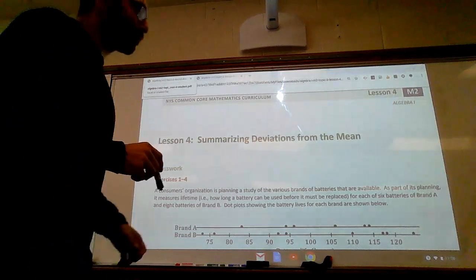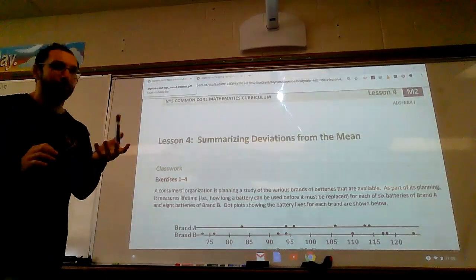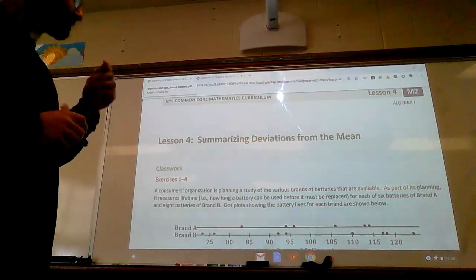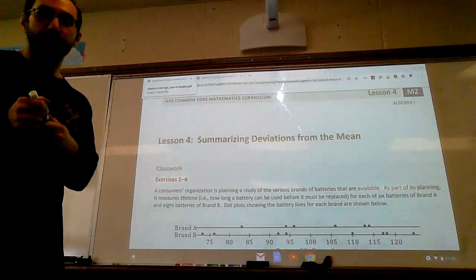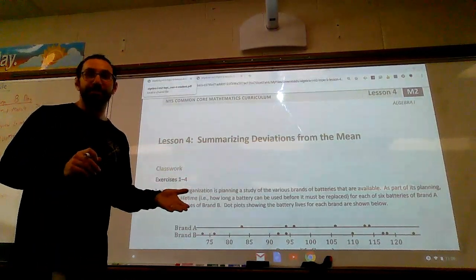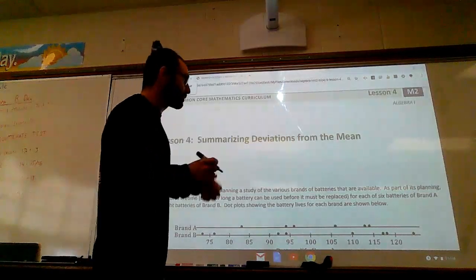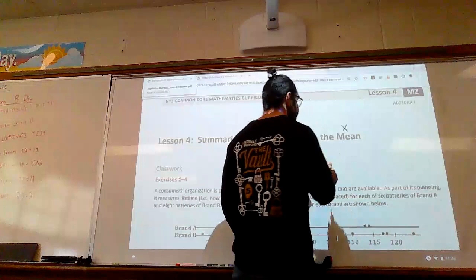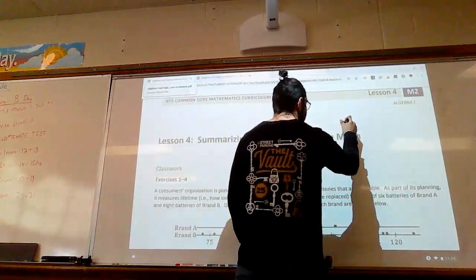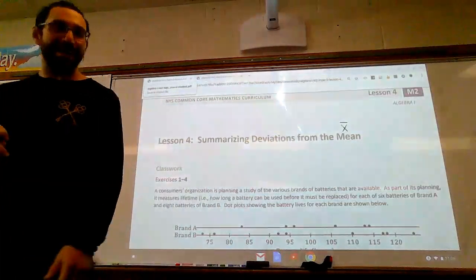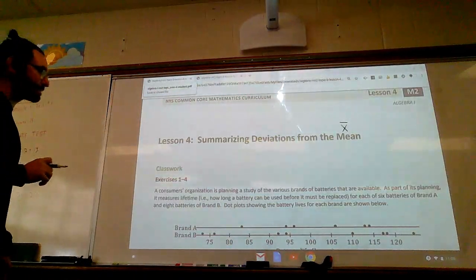Okay, summarizing deviations from the mean. We're going to learn quite a bit in this lesson, but we're really not going to do this lesson. We're going to use this lesson as a jump start to lesson 5, which we're going to do together in class. First off, the mean is now going to be described as x with this bar over it. You will hear me call this x hat because the x is wearing a hat.